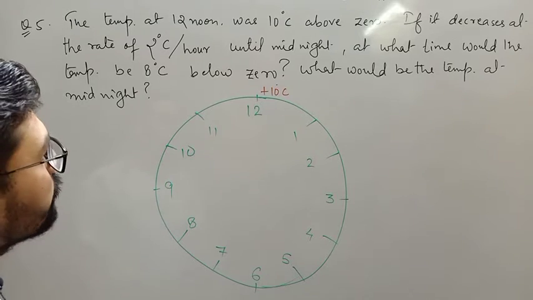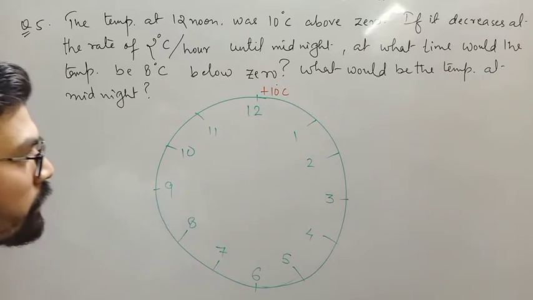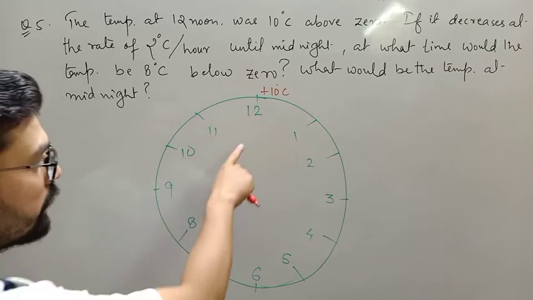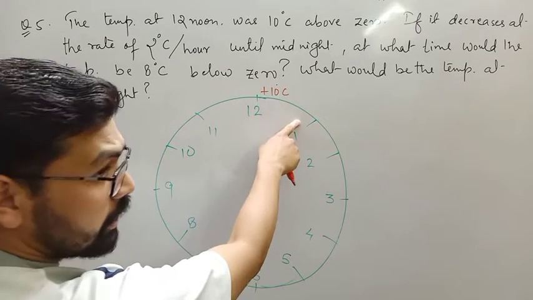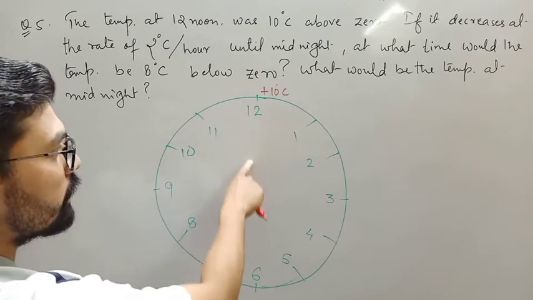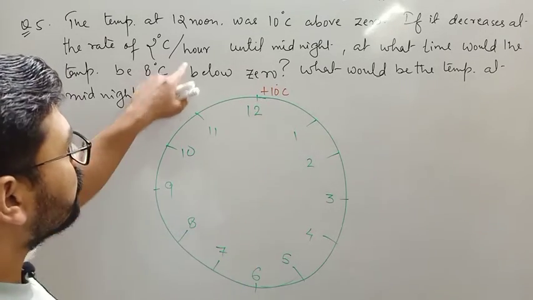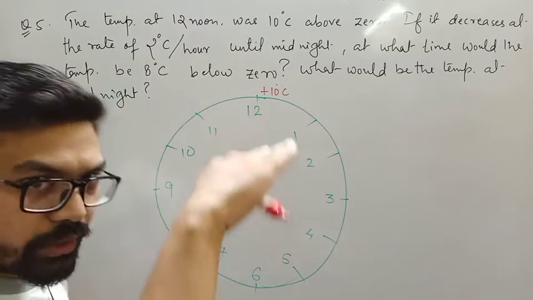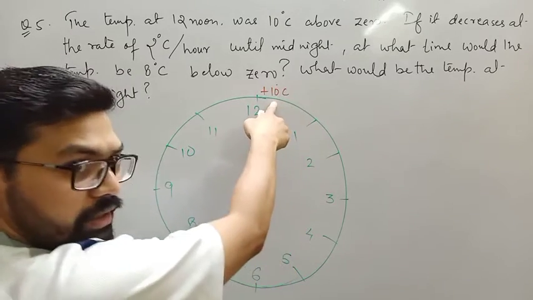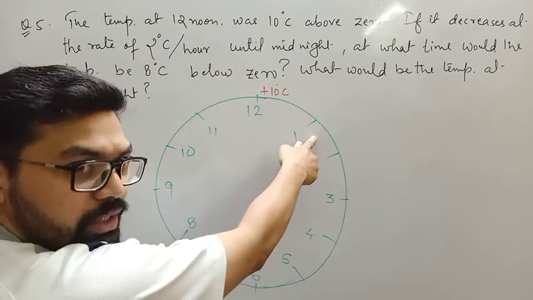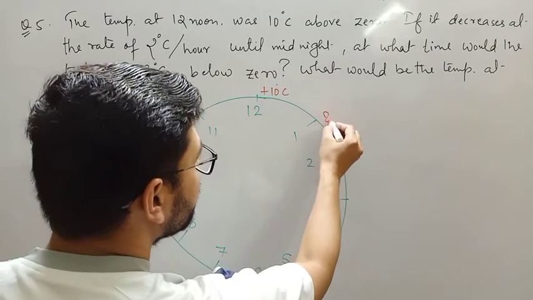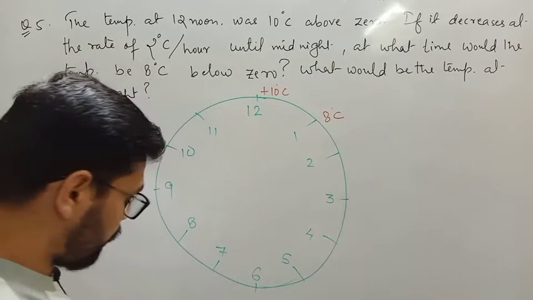So beta, from 12 to 1, the hour hand will move in 1 hour. As soon as it is 1 o'clock, at the start it was 12 noon, that means after 1 hour the temperature is reduced by 2 degree Celsius. Here it was 10 degree Celsius, so what will be the temperature at 1 pm? 10 minus 2, that is 8 degree Celsius.